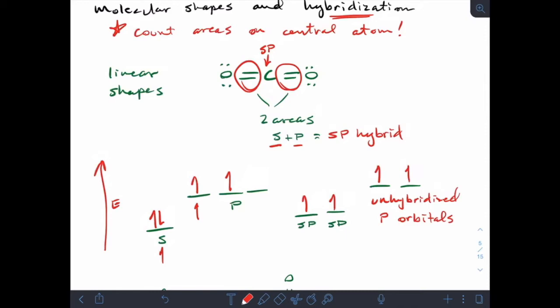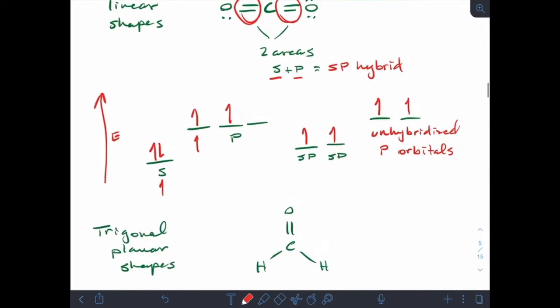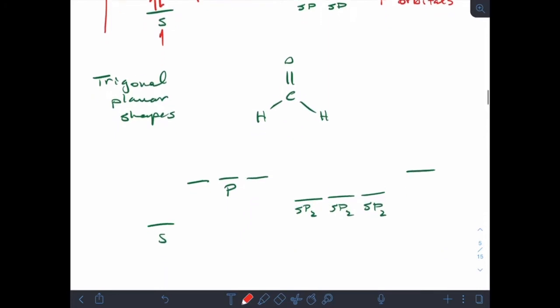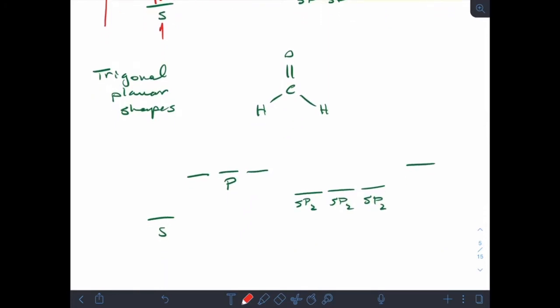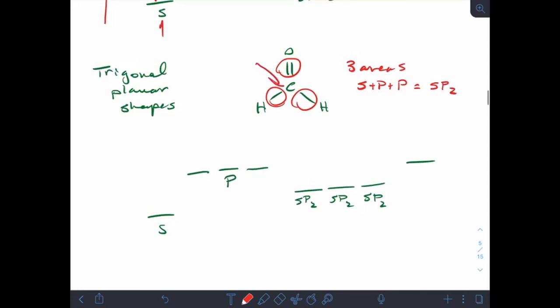So let's look at our next type of shape, which was trigonal planar. Again, we're going to take a look at how many areas of electrons there are around my central atom. There are 3, so I've got 1, 2, 3. So 3 areas means I've got an s, a p, and a p. There are 3 things there to go with 3 areas, so we'll call this an sp2 hybrid. If I were to label it, I would call that carbon sp2 hybridized.